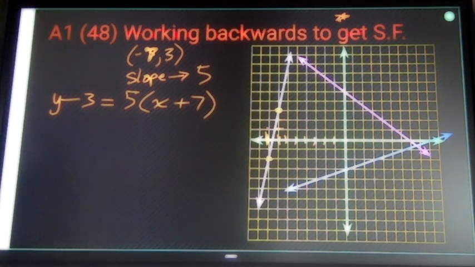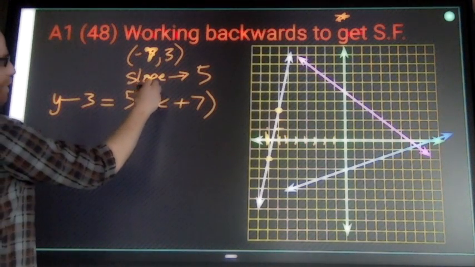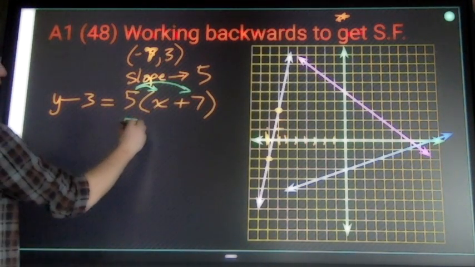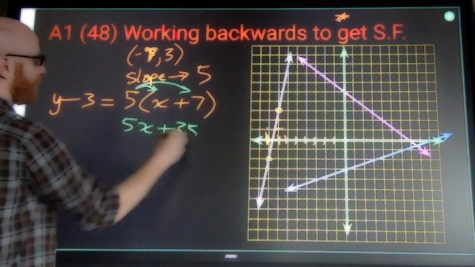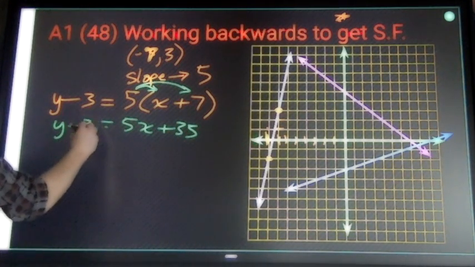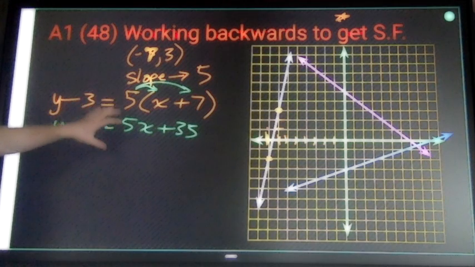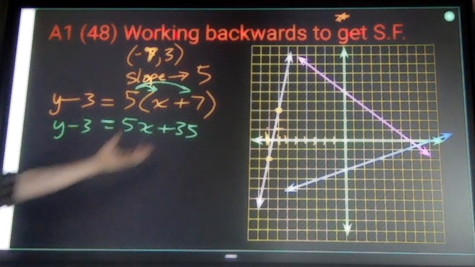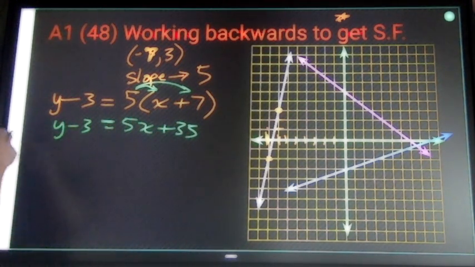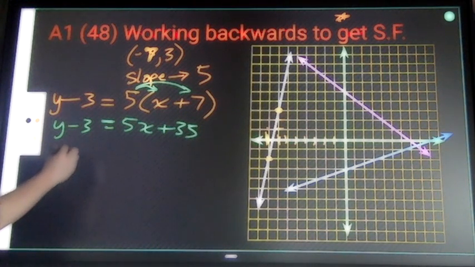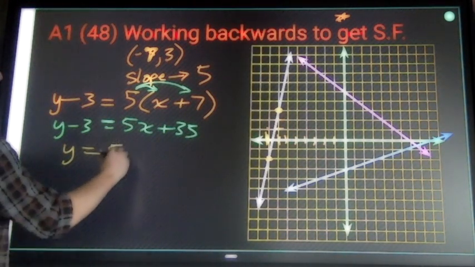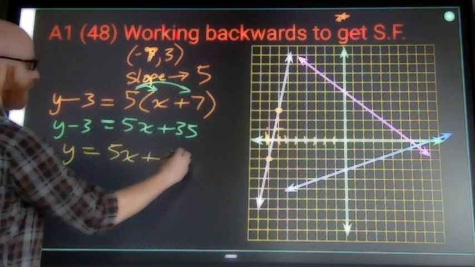Then I can use some algebra to rearrange these things to get this into standard form. So I would distribute my 5 because I want to get rid of these parentheses. We'll have 5x plus 35 equals y minus 3. I want to get all of my variable terms to the left. I want to get all of my constants to the right. So I would add 3 to both sides. We'll have y equals 5x plus 38.